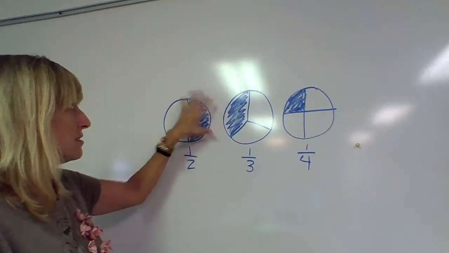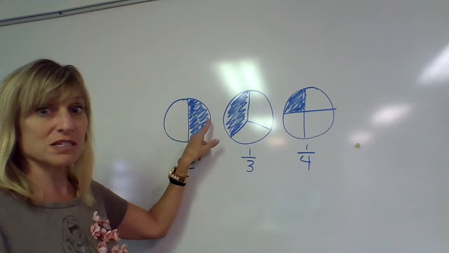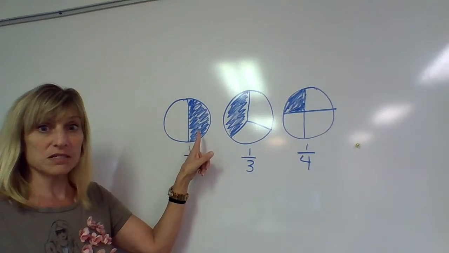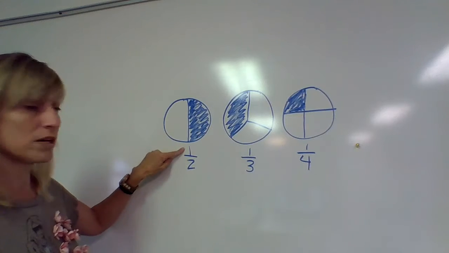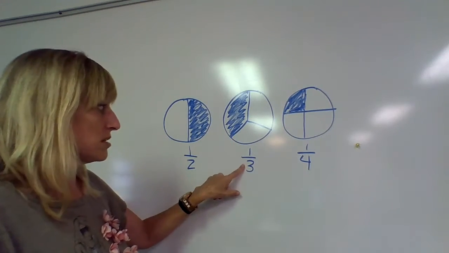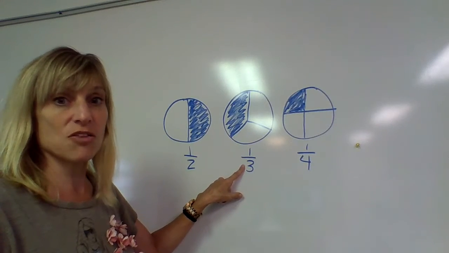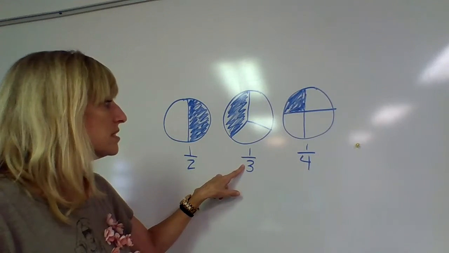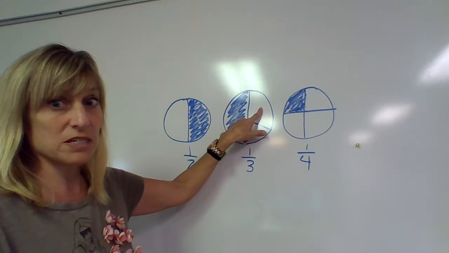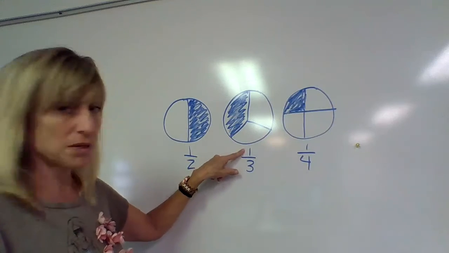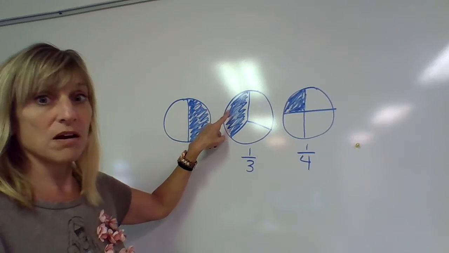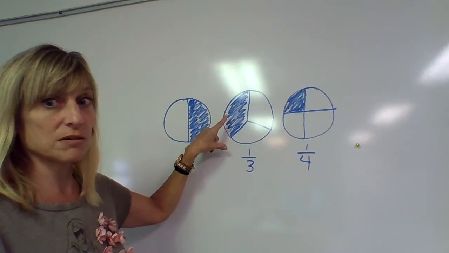Or you could say it's a pizza. So there are 2 pieces in this cookie, and one of the pieces is colored in. That's where the fraction 1/2 comes from. This cookie, the bottom number of our fraction is a 3. That means it's divided into 1, 2, 3 pieces. The top number, the 1, means that only one of the 3 pieces is colored in.